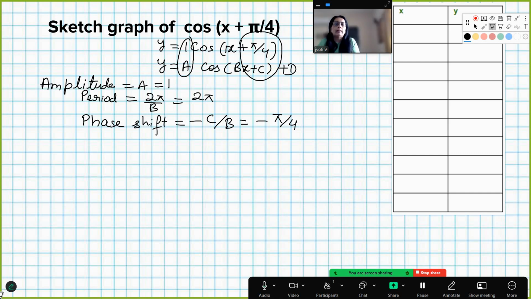And then d is actually the vertical shift. So there is no vertical shift. So the graph can be drawn with this.